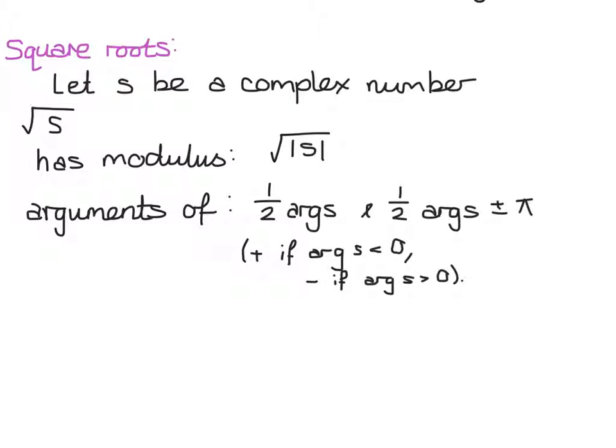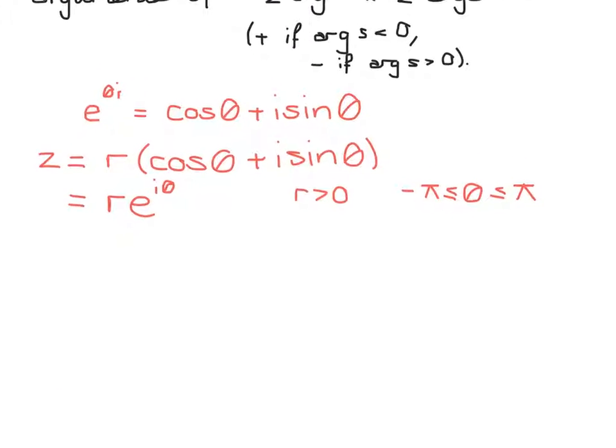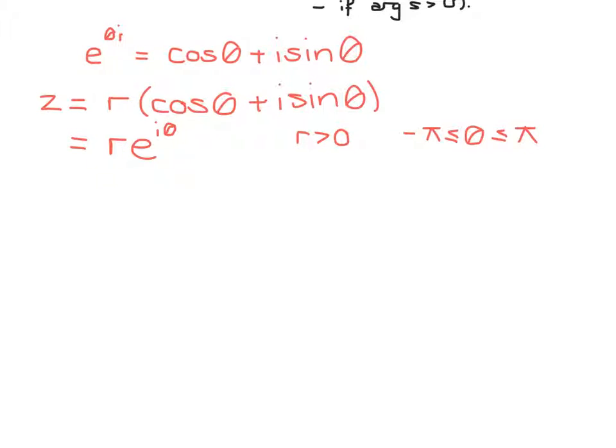If theta is a real number, e to the theta i is defined as e to the theta i equals cos theta plus i sine theta. This means that the polar form of a complex number, z equal to r times (cos theta plus i sine theta), can be written as z equals r times e to the i theta, where r is greater than 0 and theta is in the interval minus pi to pi. Note that this gives meaning to the famous equation known as Euler's identity, e to the i pi plus 1 equals 0.